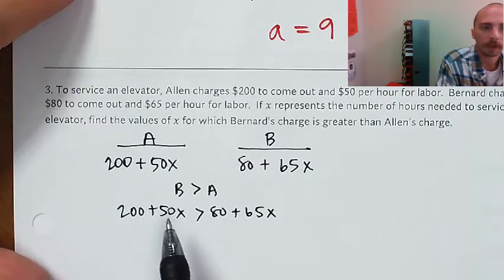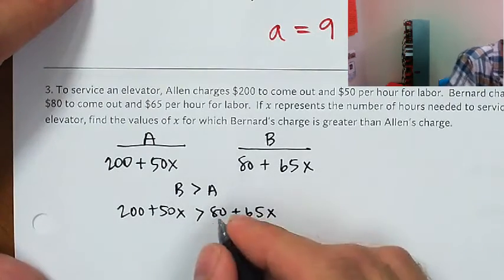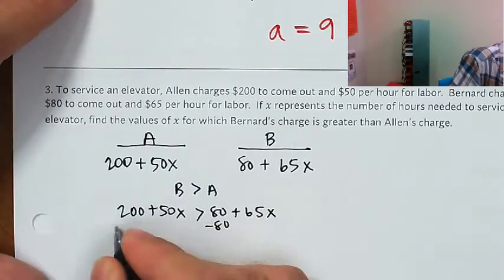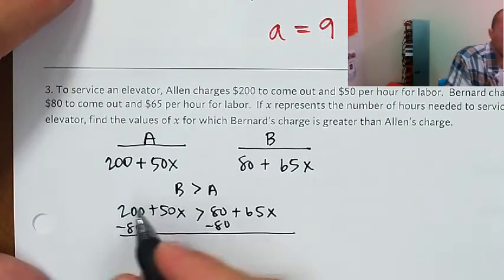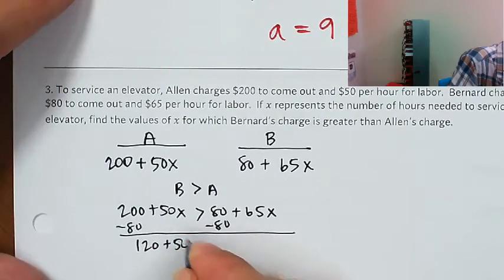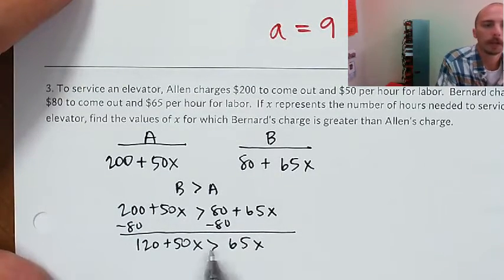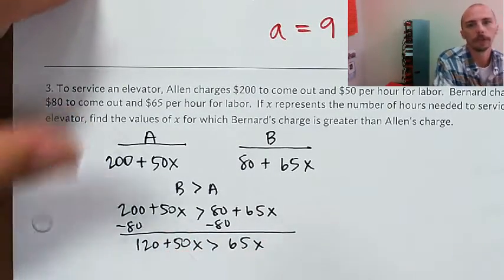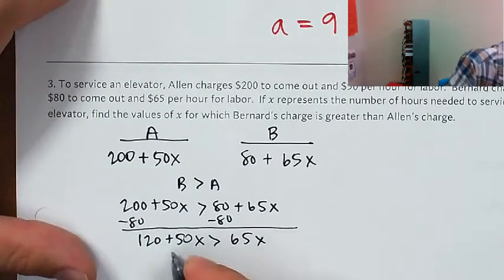Okay, I know there's a lower number of x's on this side, so I'm going to want to subtract that number of x's. But maybe I'll start with the numbers here. I'll start with subtracting 80 from both sides. 200 minus 80, that's going to be 120, plus 50x is greater than 65x. And then, right, I've got x's on both sides, so I need to subtract some number of x's to have only x's on this side. So I'm going to subtract 50x because I've got added 50x here also.